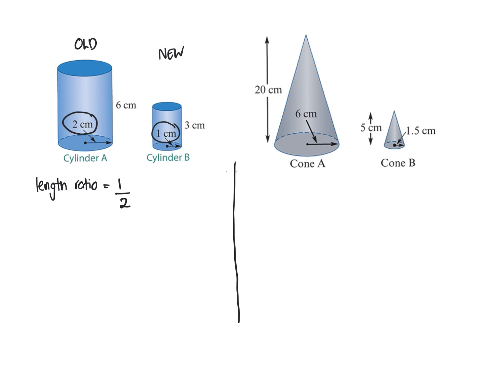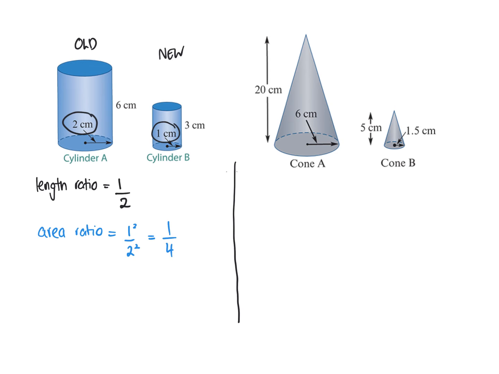Now, if we have to go to the area ratio, so if we were talking about, say, their surface area, because surface area is an area, all I have to do is square that first one. So I can say a quarter. So the surface area of the little one is 1/4 of the surface area of the big one. So say this big one had a surface area of 100, what would the surface area of the small one be? 25. Good. We're saying a quarter.